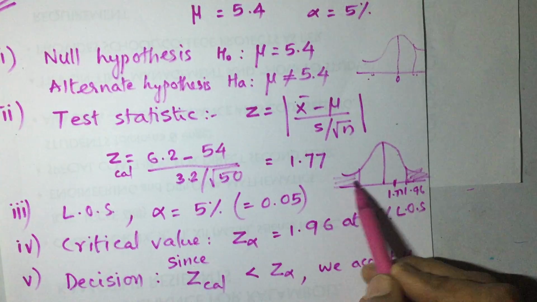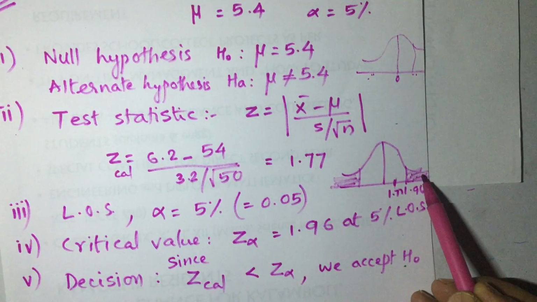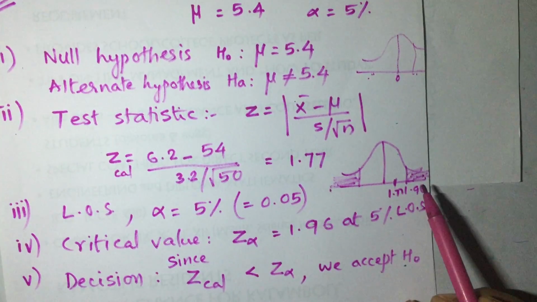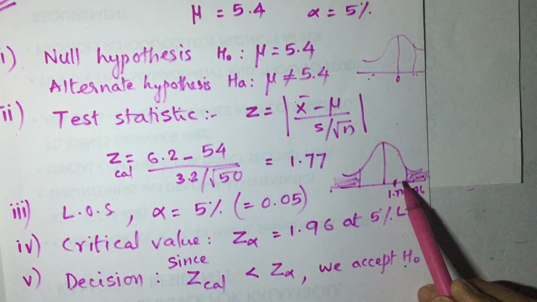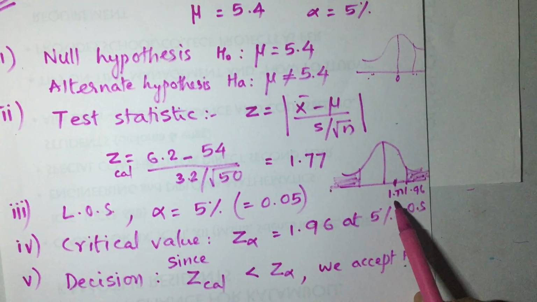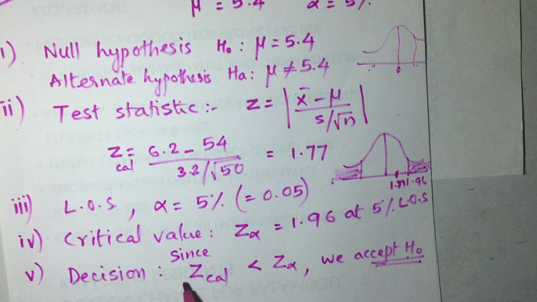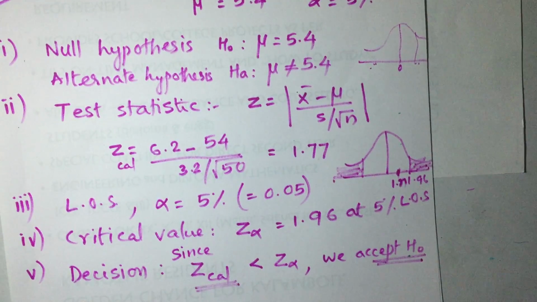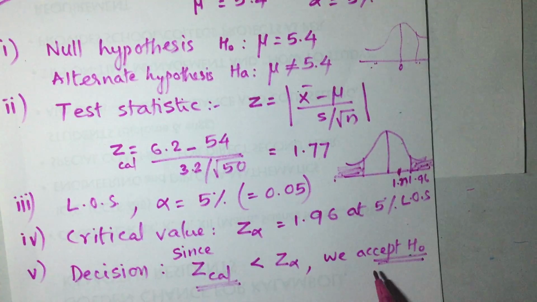If the calculated value comes below the negative value or above this value, that is, more than 1.96 or less than minus 1.96, then you will reject it. Here the calculated value is less than 1.96, so it came before this 1.96, and we accept the null hypothesis. Always, if the calculated value is less than the table value, you accept the hypothesis, and if it is more than the table value, we reject the null hypothesis.